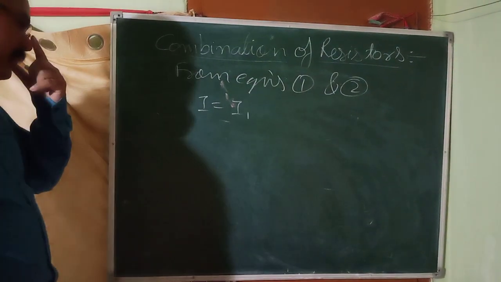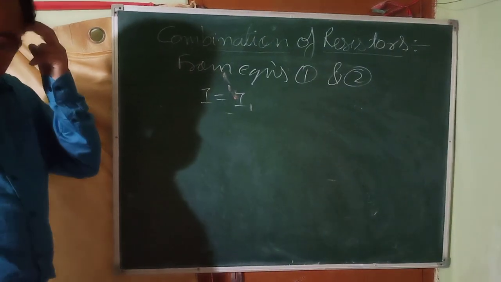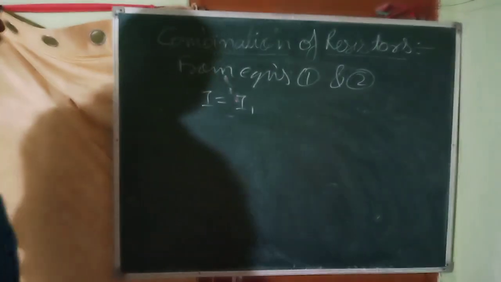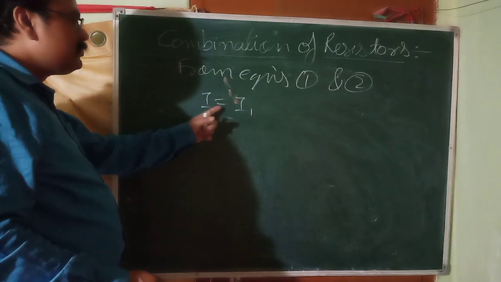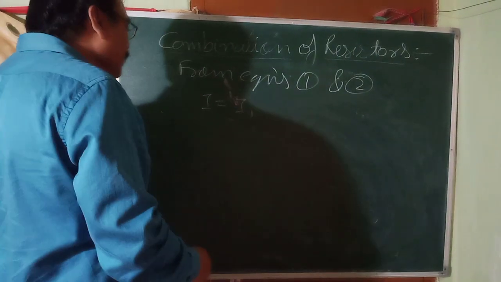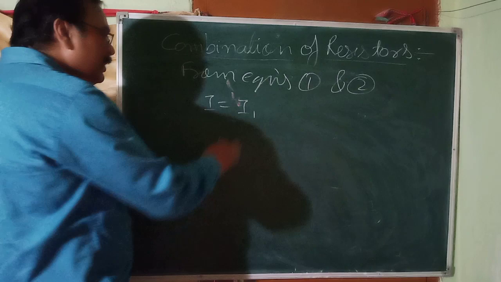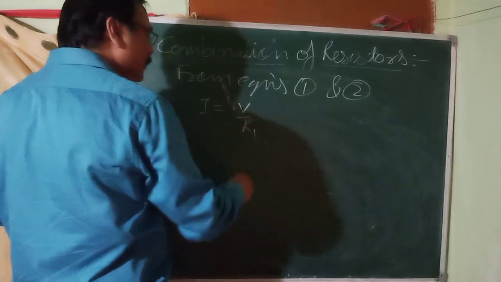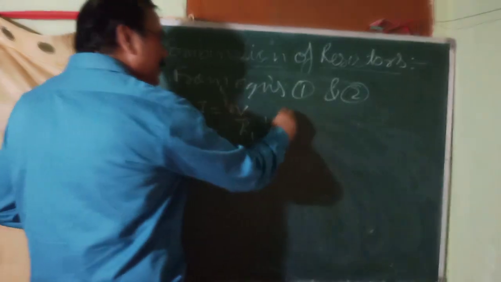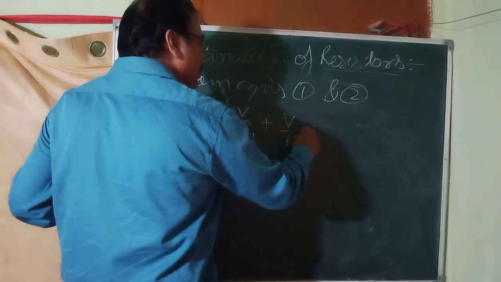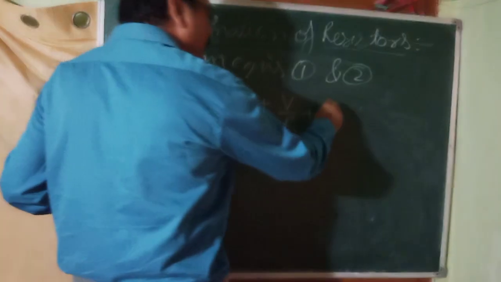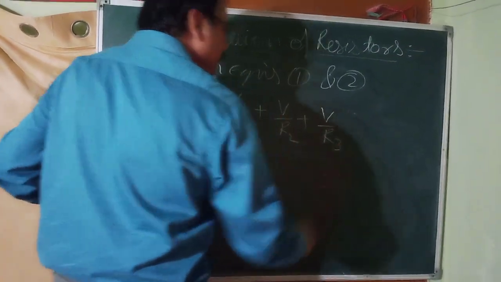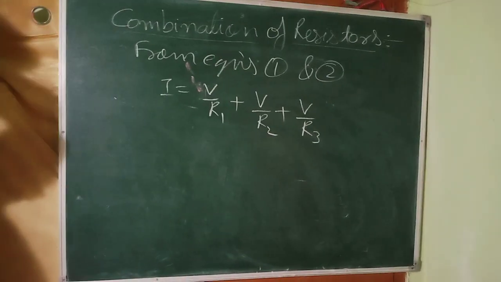Those were the values of V1, V2. So what we have seen, I is equal to I1 was there. And from that equation number 2, what can we get? I1 is how much? I1 is V upon R1. What is the value of I2? It was V upon R2. What was the value of I3? It was V upon R3. That's what we get.